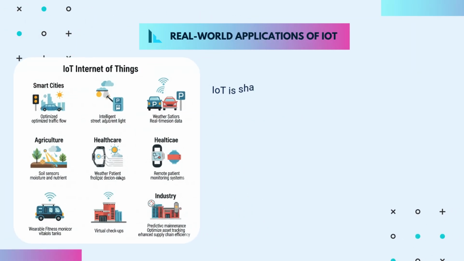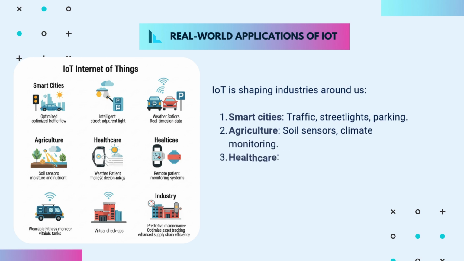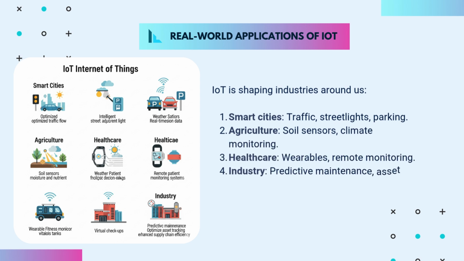IoT is already transforming the world around us. In smart cities, traffic sensors help reduce congestion and improve emergency response. In agriculture, IoT enables precision farming with soil monitoring and climate data. In healthcare, wearable devices help doctors monitor patients remotely. In industry, predictive maintenance prevents machine breakdowns and reduces costs. The future? Even smarter systems with real-time AI decisions, self-healing networks, and massive-scale automation.